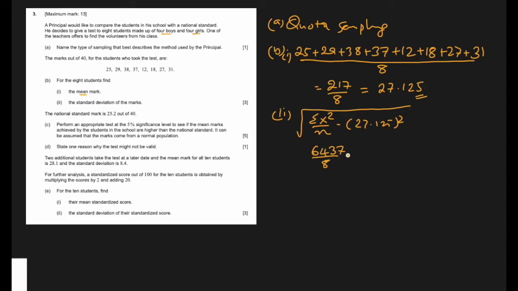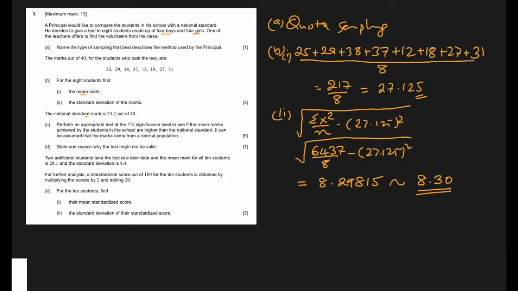This is 6437 over 8 minus 27.125 squared, square root, and it came out to 8.29815. So we can round this off to 8.30. This is the standard deviation.